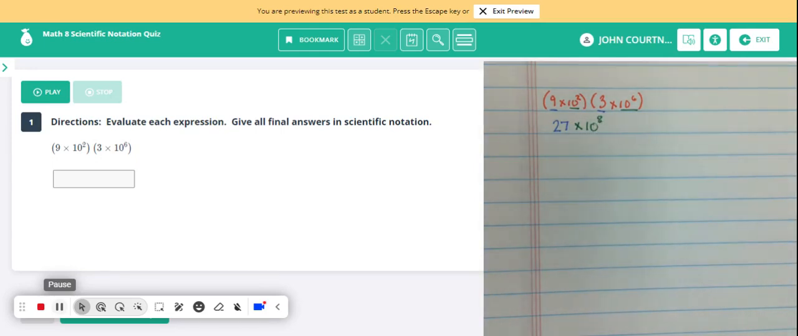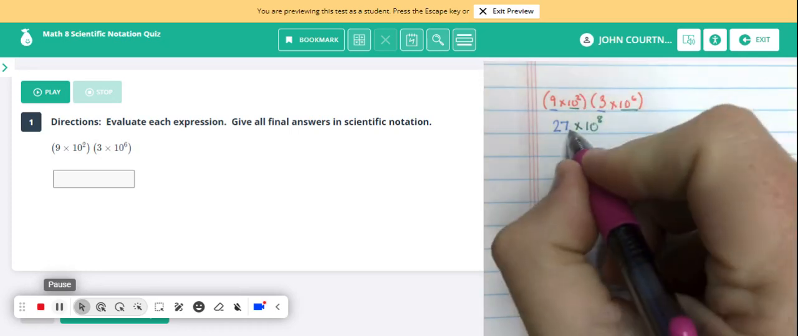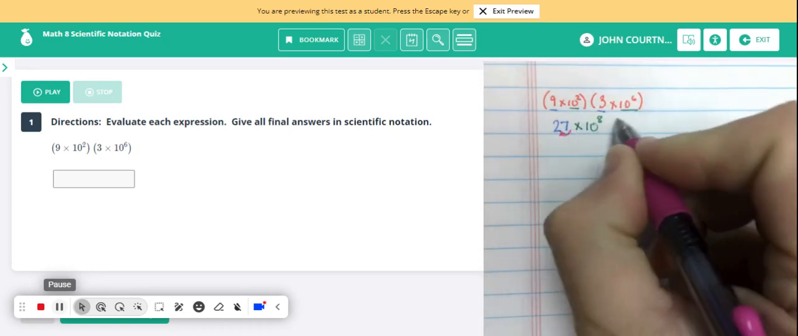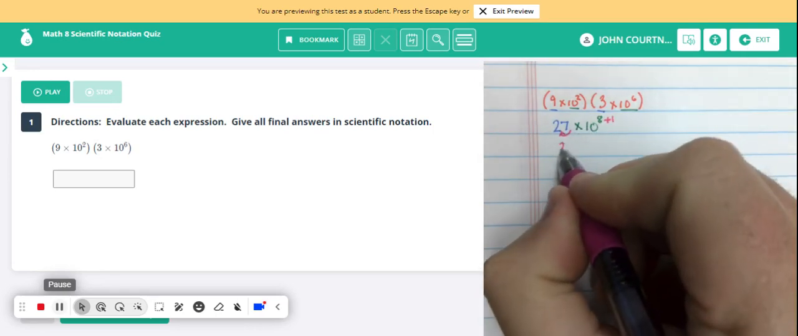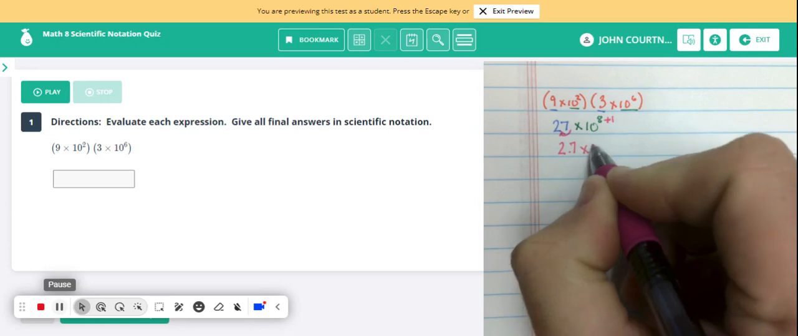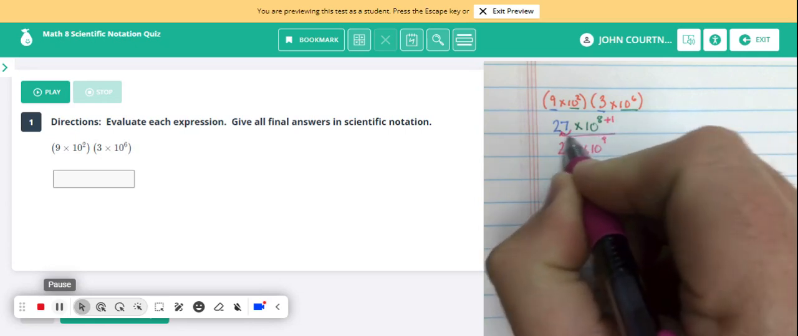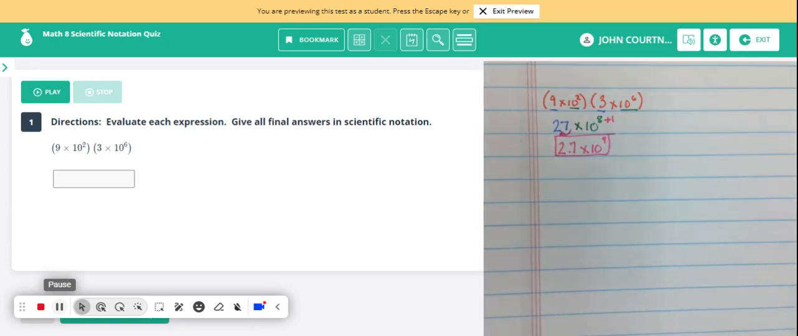But that's not the correct answer because it's not in scientific notation until we fix the exponent. So remember our rule, we move left, we add. If I move to the right, I subtract. So my correct answer here would be 2.7 times 10 to the 9th power for that problem.